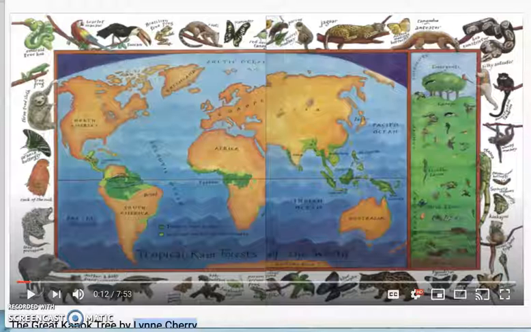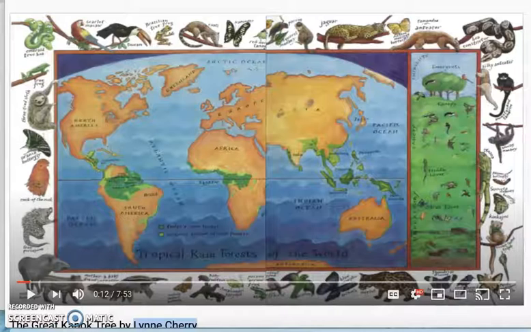Before our story even starts, Lynn Cherry includes some really cool graphic features in the beginning of her story. So she has a map, and you'll see on the map there's dark green, and then there's light green. And if you look at this key right here, it says the dark green is where the rainforests are today, and the light green shows how far they used to stretch. Okay? So the dark green is the rainforest today, the light green is how far they used to stretch.